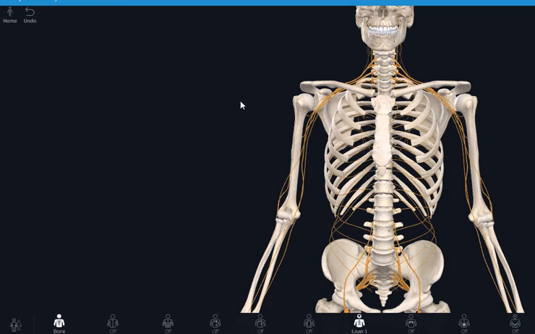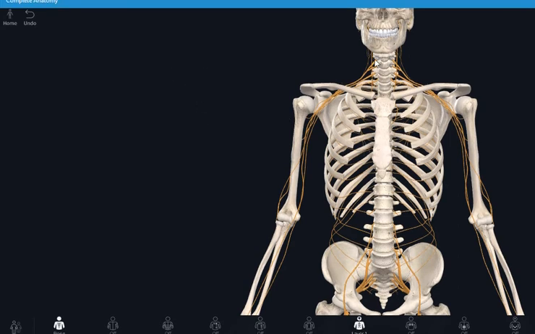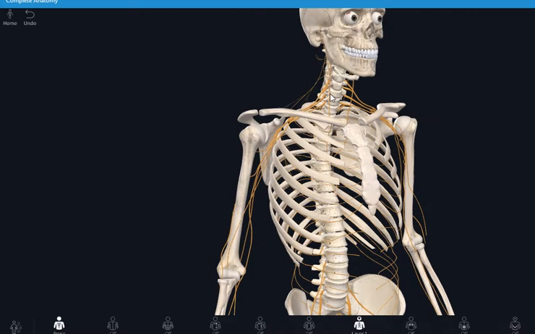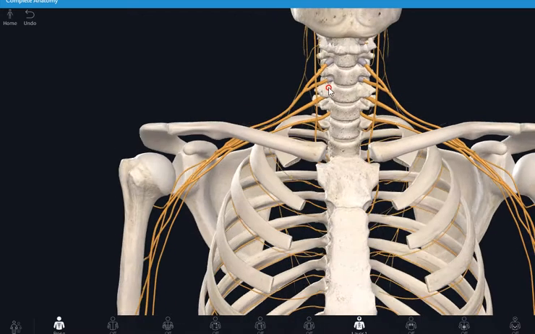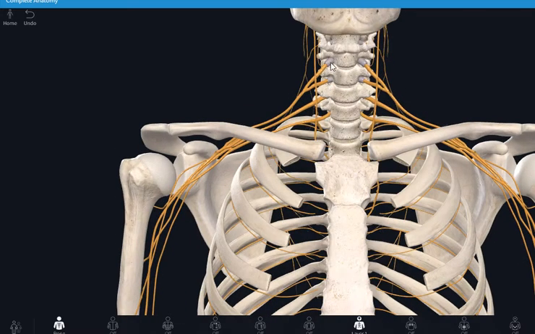Now, the roots are the different origins of the spinal nerves. You need to know that the brachial plexus originates from C5 to T1. So we have the C5. If you look carefully at the brachial plexus, you see that it originates from C5 to T1. Here are the meninges. The meninges are going to stop at this level.